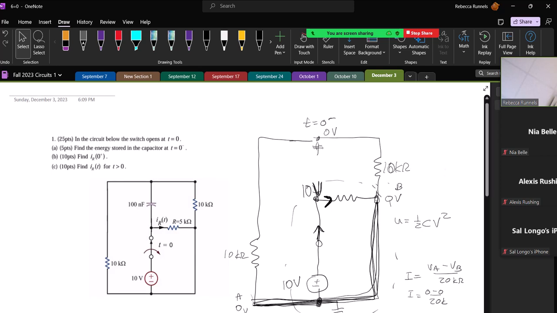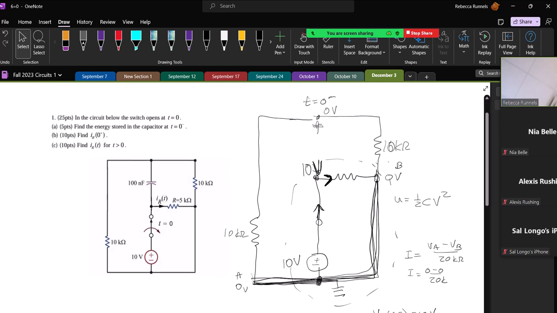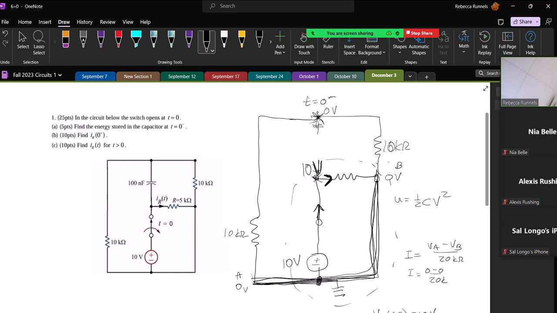One of the things that's kind of interesting about this circuit is the geometry is different. At t equals 0 minus, the switch is closed and here's my capacitor right here. What I'm looking for is the voltage between these 2 points, because the question is asking me to find the energy stored in the capacitor at t equals 0 minus.